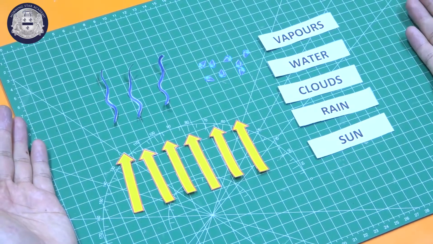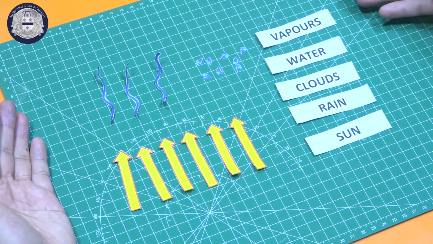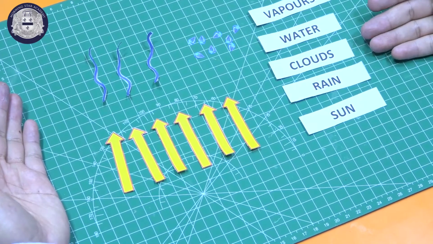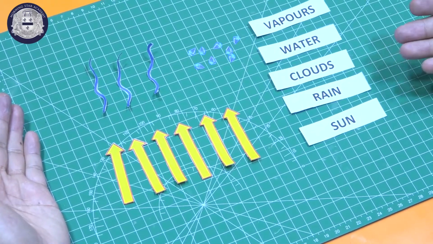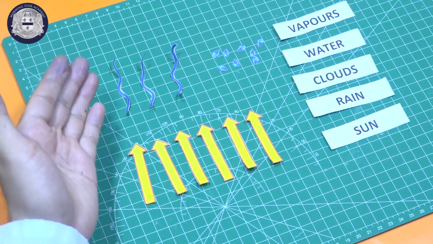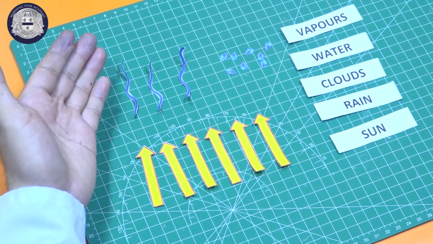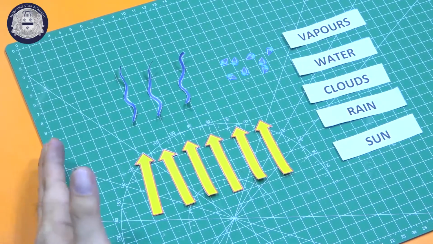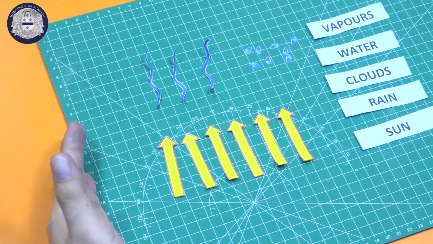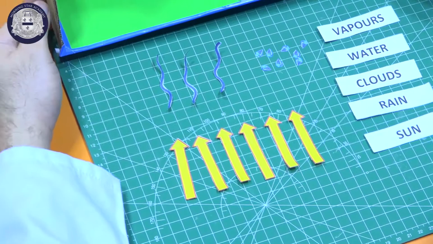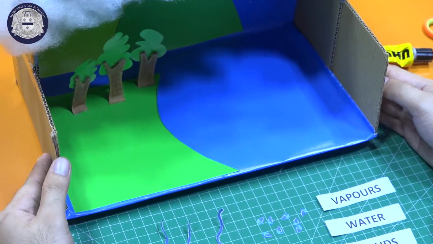So kids, there we have it. We have here the vapors, water, clouds, rain, and sun, and then the arrows, and then this shows about the evaporation, and then the raindrops. So kids, we need to put this in our water cycle diorama. So let's start.